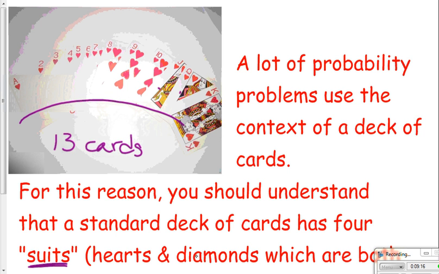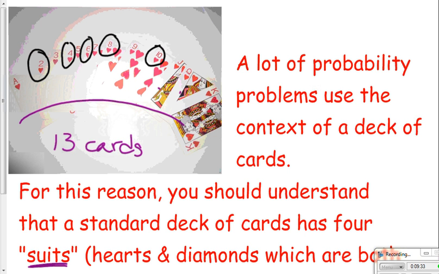Okay, so the even numbered cards are 2, 4, 6, 8, and 10. You might say, well, how about the queen? Should she be counted as an even number? I would say no. The Q is not a number, so that wouldn't be an even number.